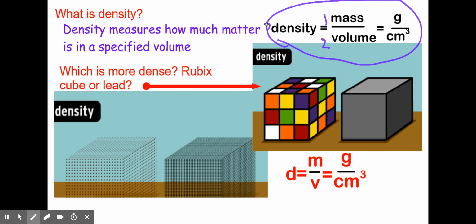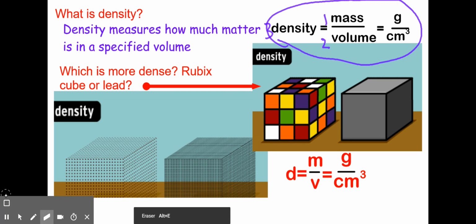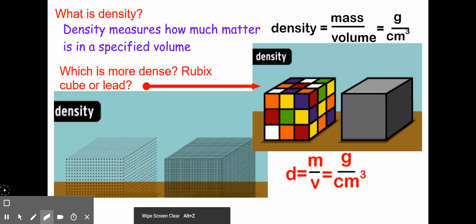There's 3 things. You'll be given 2 of the 3 and you'll solve a basic, easy, simple algebra problem for the one that's missing. You'll identify the 2 that you're given and solve for the one that you don't know. So let's get started on that.